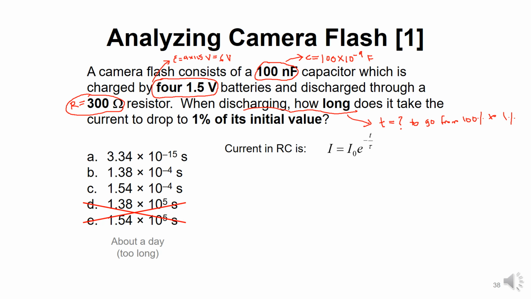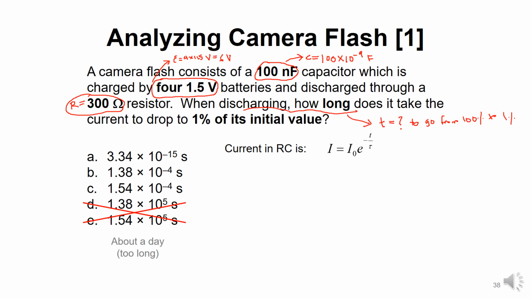So let's use our current equation. We can also use the voltage equation, but the current equation is easier. So we are dealing with an RC circuit that's discharging, and the current equation looks like the one shown. I equals I0 e to the power negative t over tau. So that's the current equation when the RC circuit is discharging. Okay, so using this equation, we'll plug in the value of I that we're looking for, and the initial value I0, then plug in the value of tau and solve for t. Okay, all right, let's do it step by step.